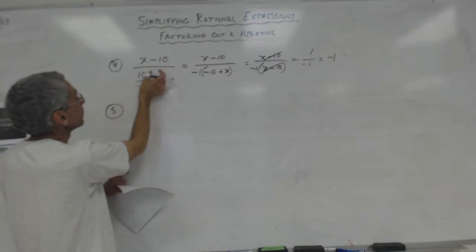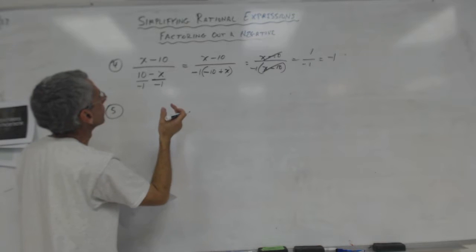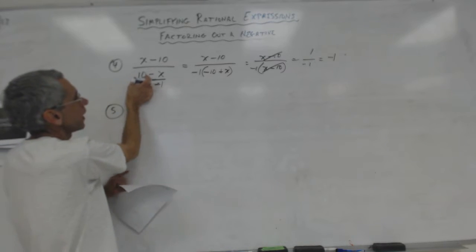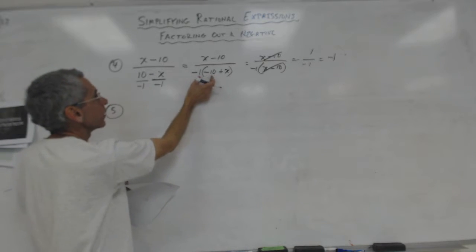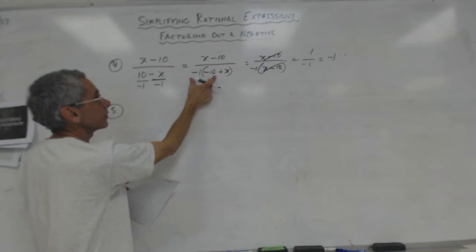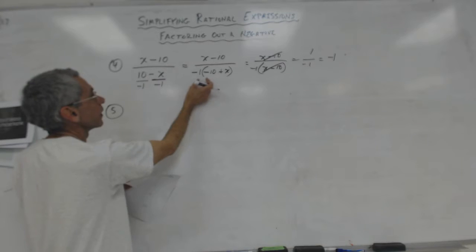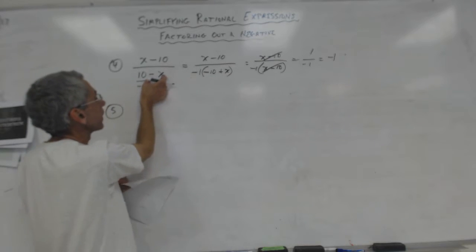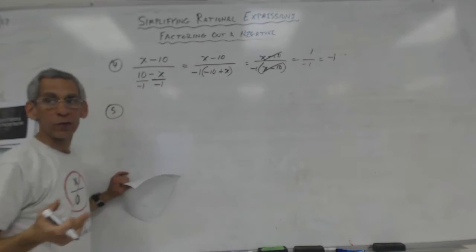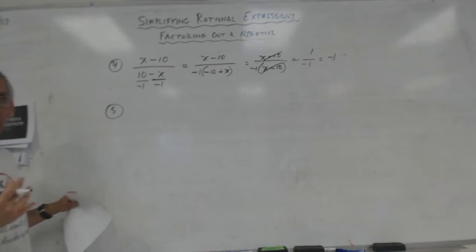I want this to be a positive 10, so negative 1 times negative 10 would be positive 10. So that's legal, and then negative 1 times what would be negative x? Negative 1 times positive x would be negative x, right? That's another way. I think it's easier to just think of factoring out a negative 1.